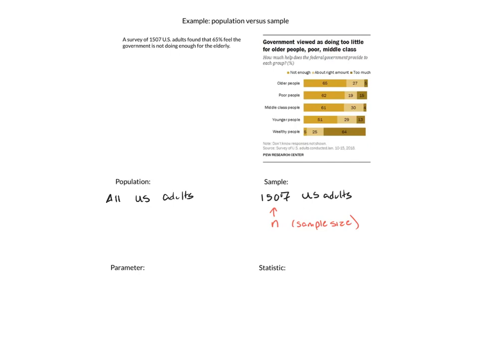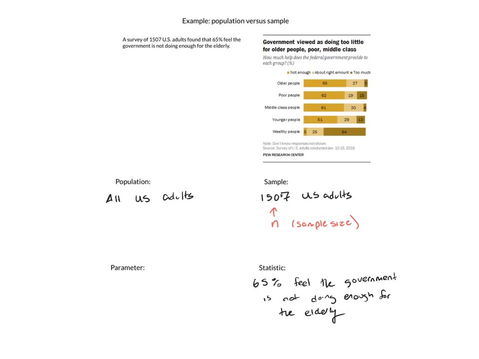What do we want to know about them? In this case, we found out that 65% of them feel the government is not doing enough for the elderly. This is our statistic because it comes from the 1,507. That's not the opinion of all U.S. adults, but rather just our smaller group. So our statistic here will be 65% feel the government is not doing enough for the elderly.